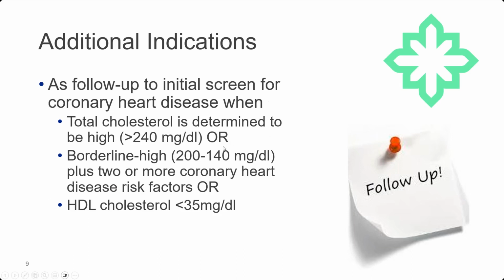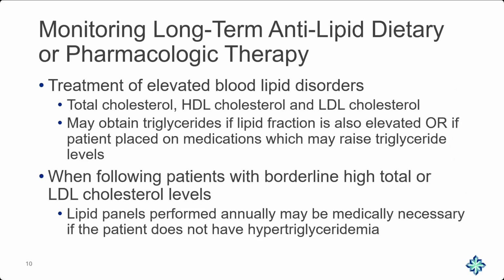So I really want you guys to pay attention to anytime we have ors or ands, because those are going to be the things upon review that we are looking at. So as a follow-up to initial screening for coronary heart disease, when total cholesterol is high, or it's borderline, or the HDL is greater than 35. All right.